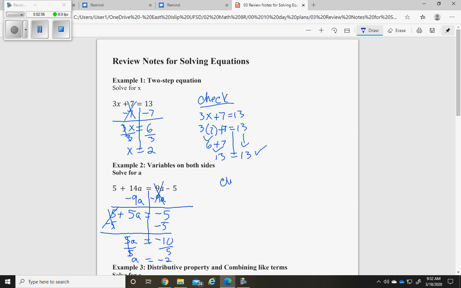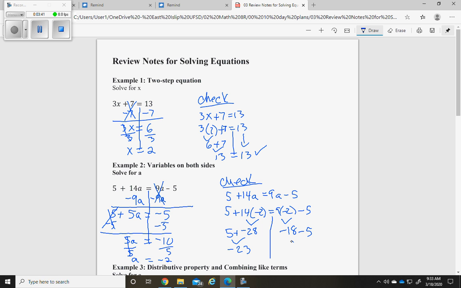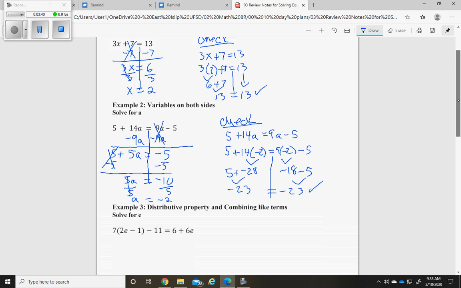Again, if I were to do a check, I would use the original equation. I would substitute in a negative 2 for a. Whenever you substitute, you really should put it in parentheses. And then I use the order of operations on each side of the equal sign. So I do one side at a time. I have to multiply before I add. So I have a negative 28. I have 5 plus a negative 28, which turns out to be negative 23. On the right side, I have negative 18 minus 5, which turns out to be negative 23. So I'm happy that both sides are the same because I must have solved correctly.